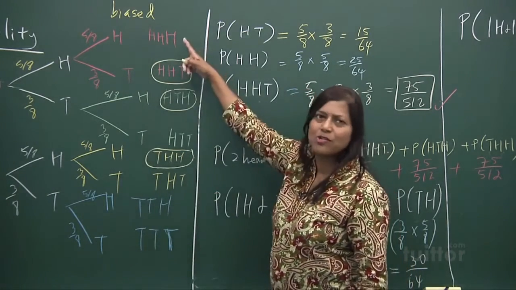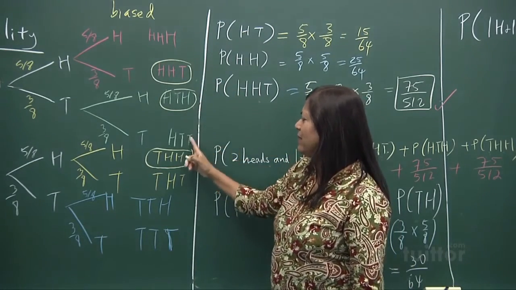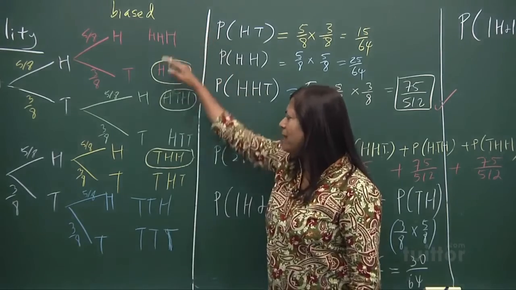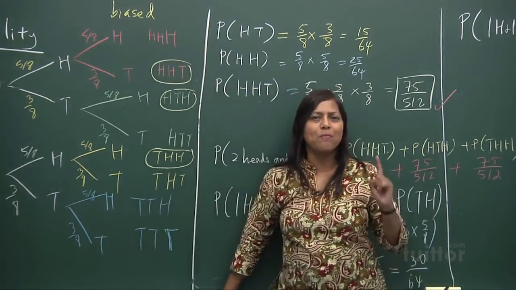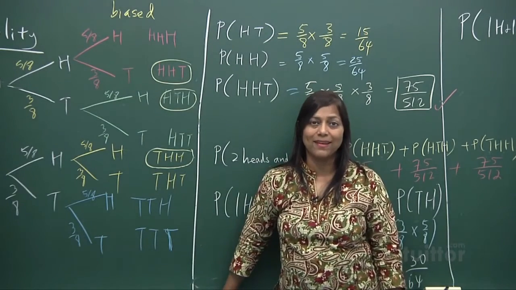You can try it if you have time. Work out every one of them, add the total probability, and you must get 1. The total outcome will be 1.